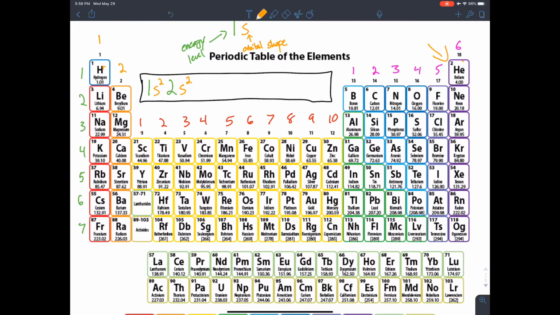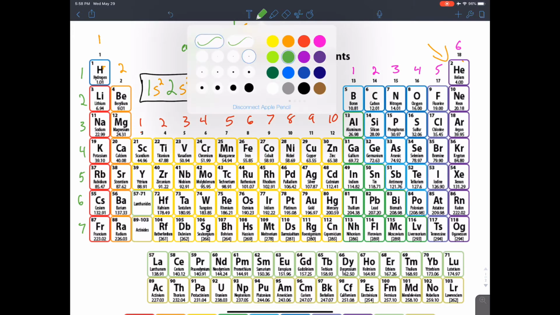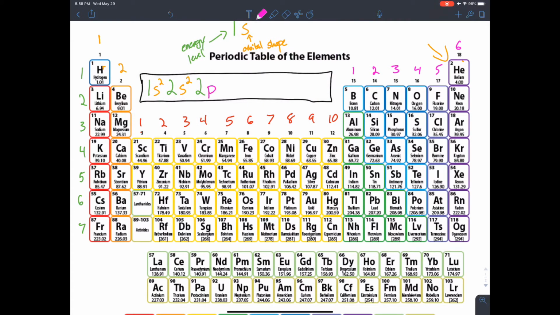The p block. So we had 2s, now we have 2p, and then we're going all the way across because we're trying to get down here. So 1, 2, 3, 4, 5, 6. 2p6. Okay, now we go down to the next energy level, 3.